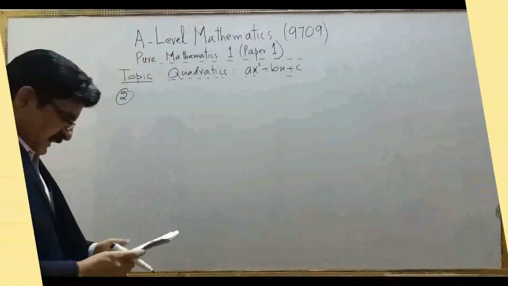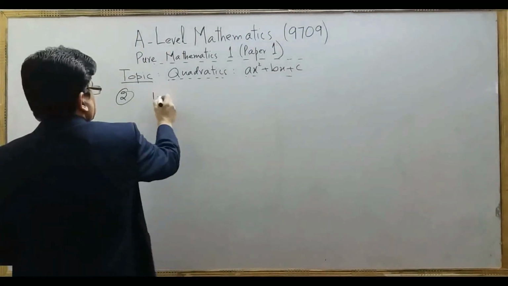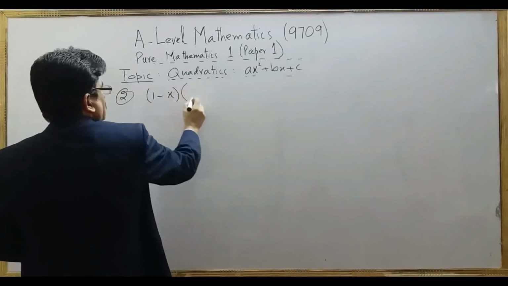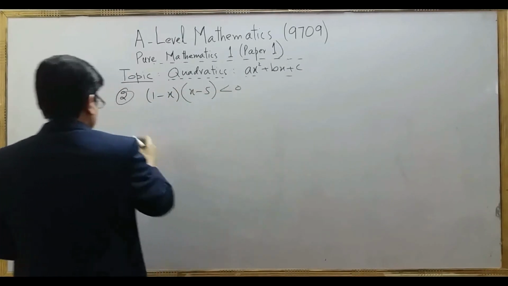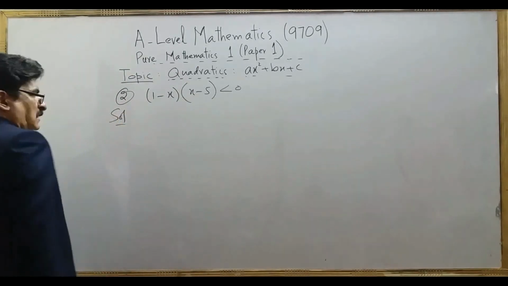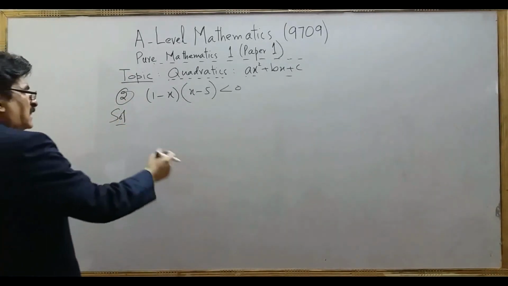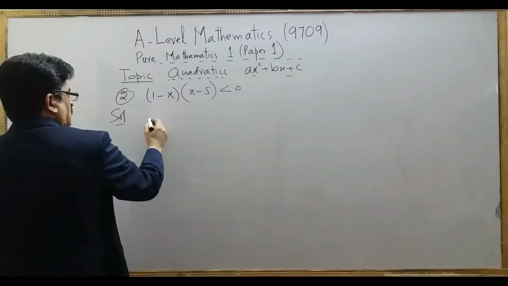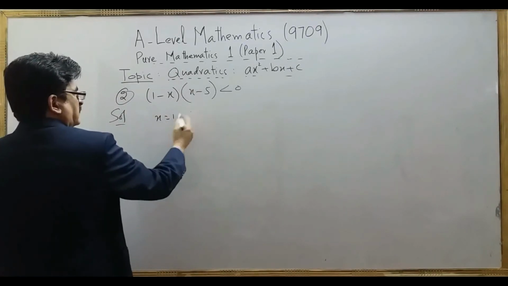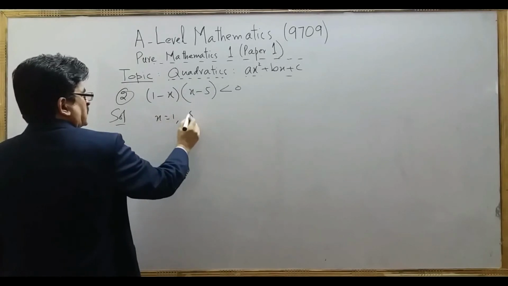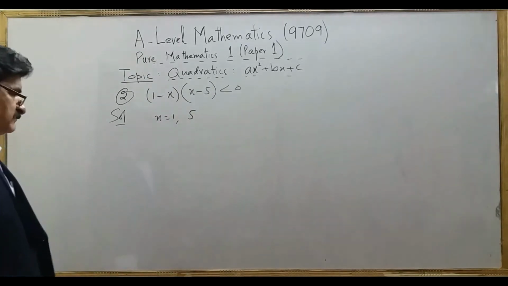Now we have a second example. We will see a different situation. The expression is less than 0. First you find the critical values. The critical values will be 1 and 5.